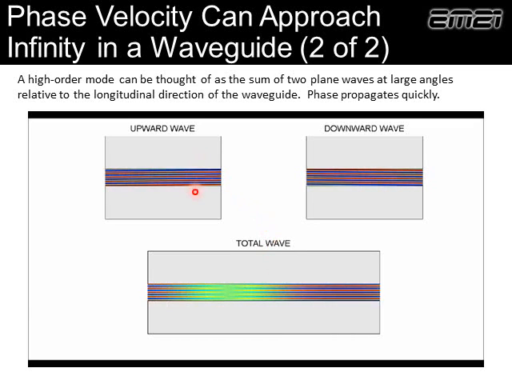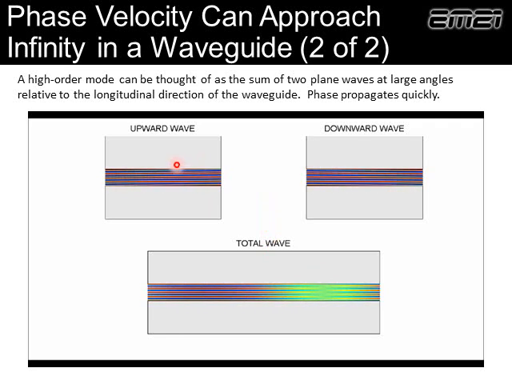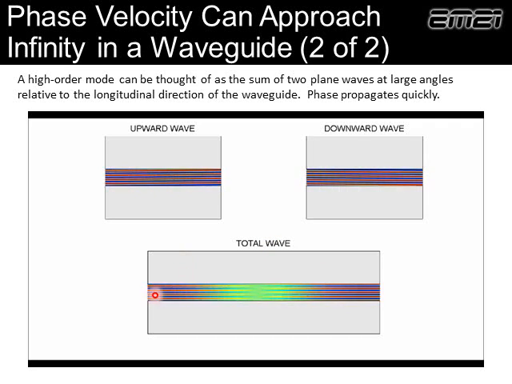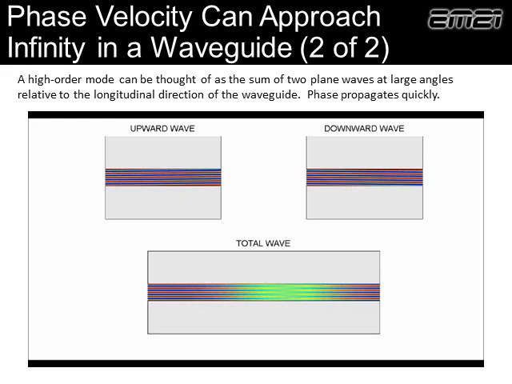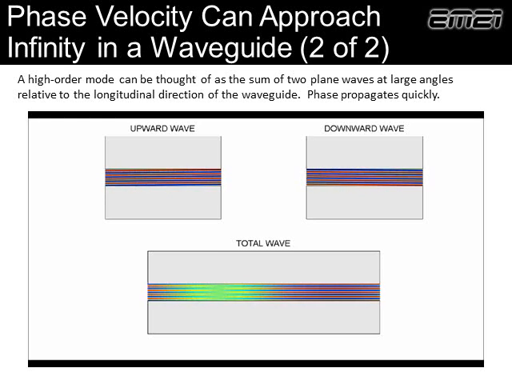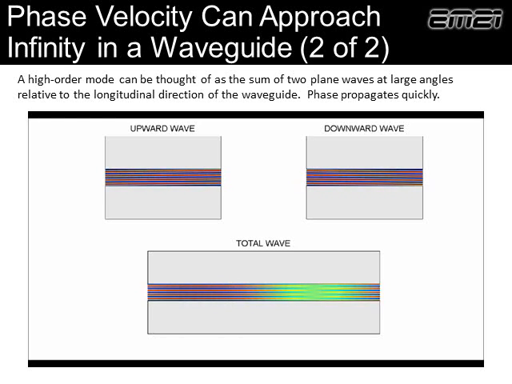And in fact, if we go to a really high order mode, the steeper the angle that these component plane waves are propagating, the faster this phase velocity inside the waveguide. And in fact, the phase velocity can approach infinity simply as those two component plane waves approach being vertical.